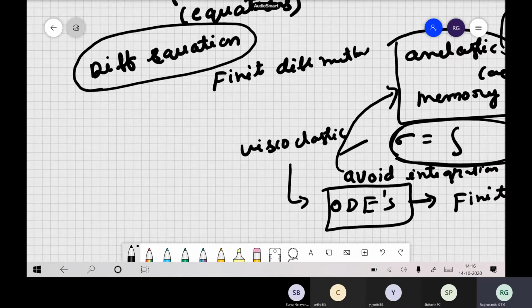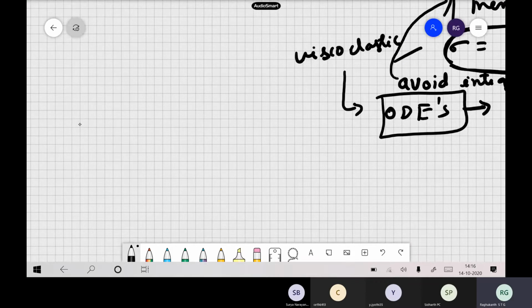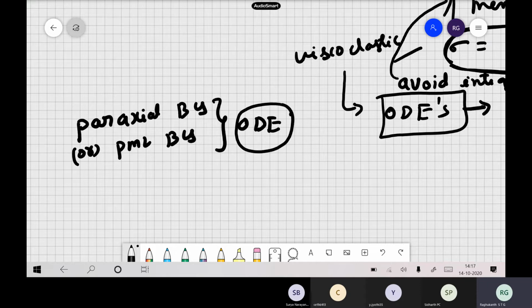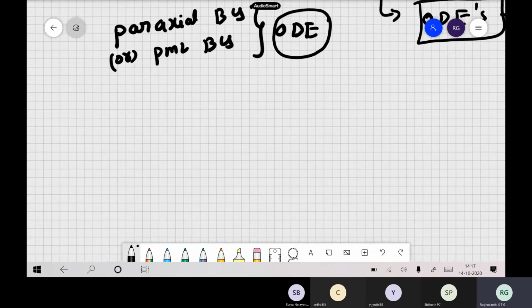So these boundary conditions, paraxial, or even the perfectly matched layer, the PML boundary conditions, the main concept behind them is that we represent the boundary conditions in terms of differential equations. This is the main concept, or the clue, which we are going to use. Now, the paraxial boundary condition, what happens is like this.